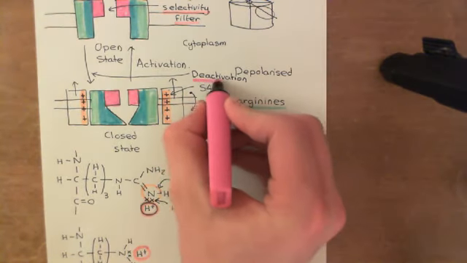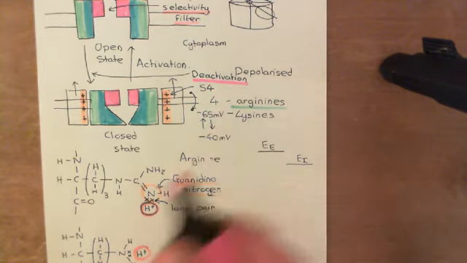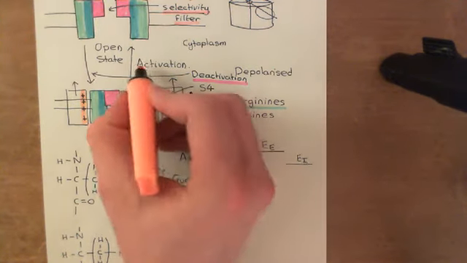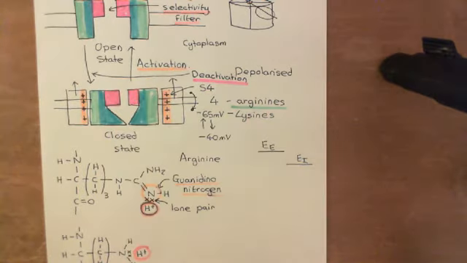So do not confuse deactivation with inactivation. Deactivation is the closing of the channel because the voltage stimulus that was causing it to open has been removed. Inactivation is a totally different process, and we will come on to inactivation later on. So activation and deactivation are two important pieces of nomenclature.